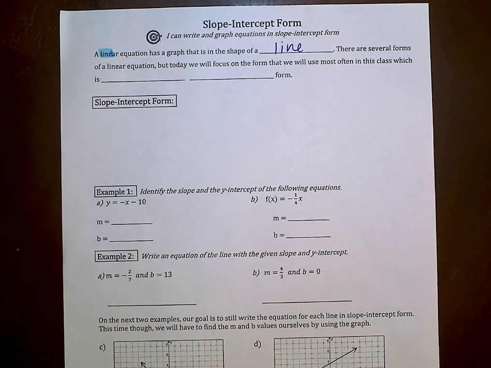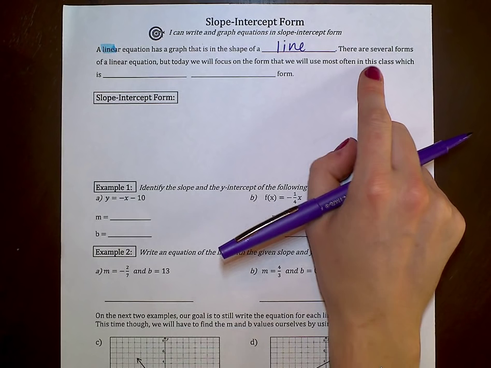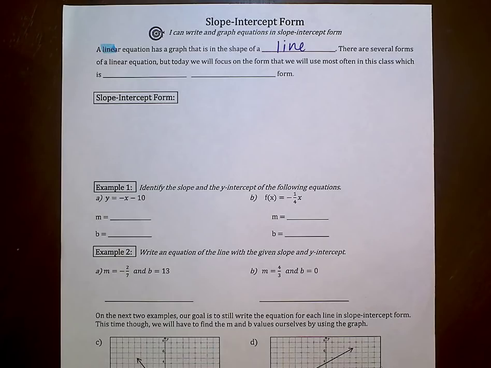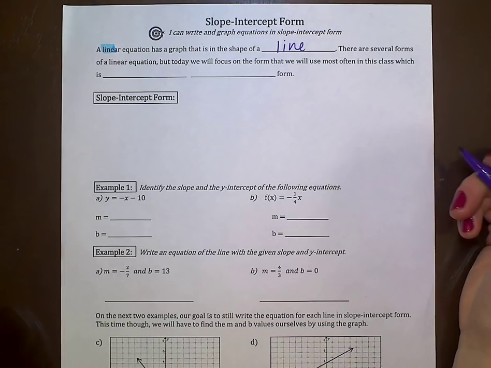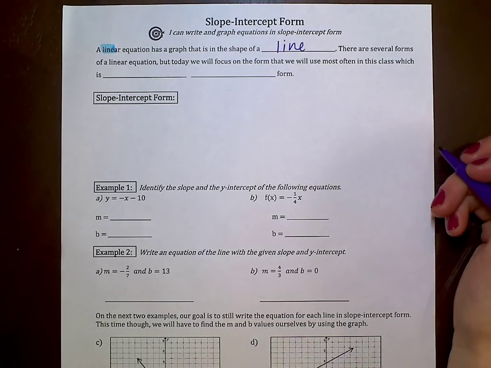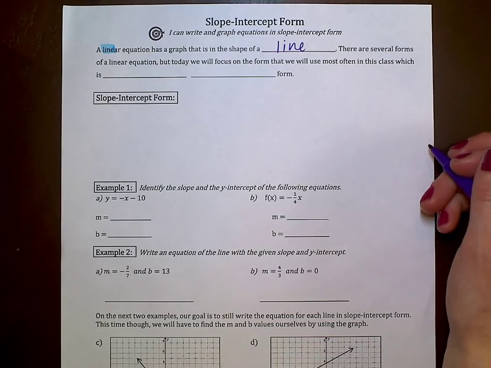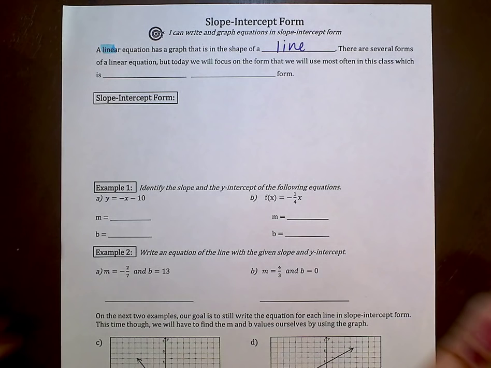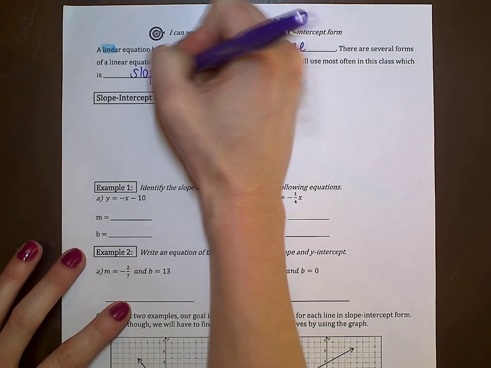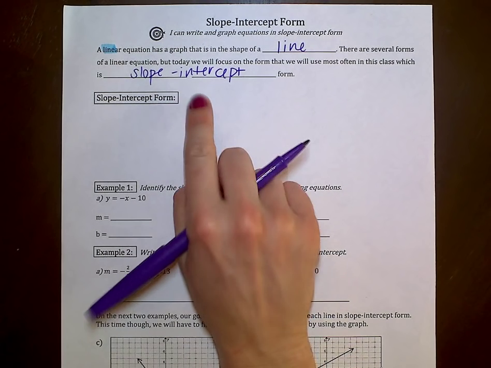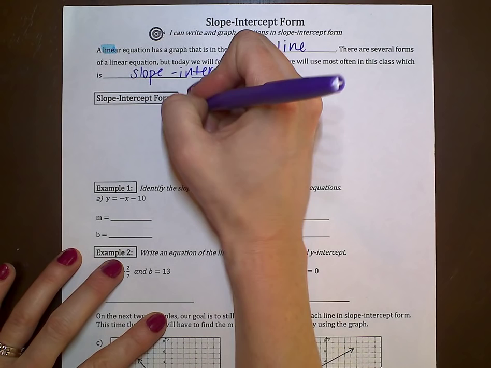So note that there are several ways to write a linear equation, but today we're going to focus on the way that we use the most often in this class, which hopefully you remember some of from middle school. You 100% have seen this before. I'm going to treat it like you haven't, but I'm hopeful that most of you will say, oh yeah, I do remember how to do that. The most popular form for a linear equation is called slope-intercept form. And here's what it looks like.